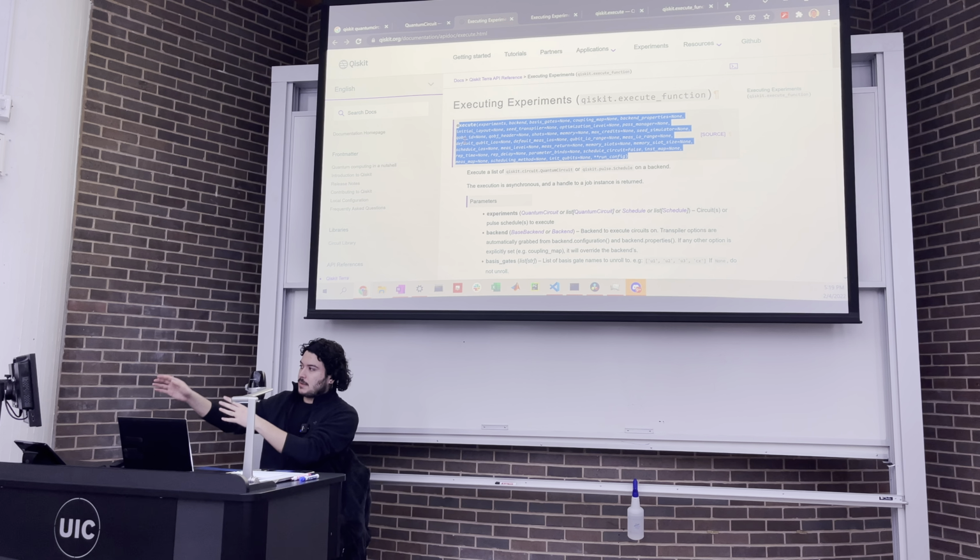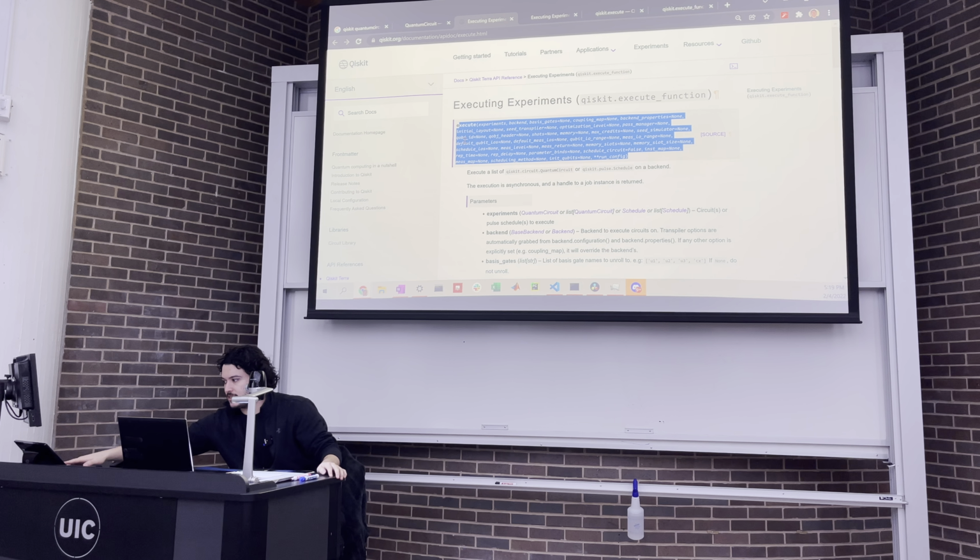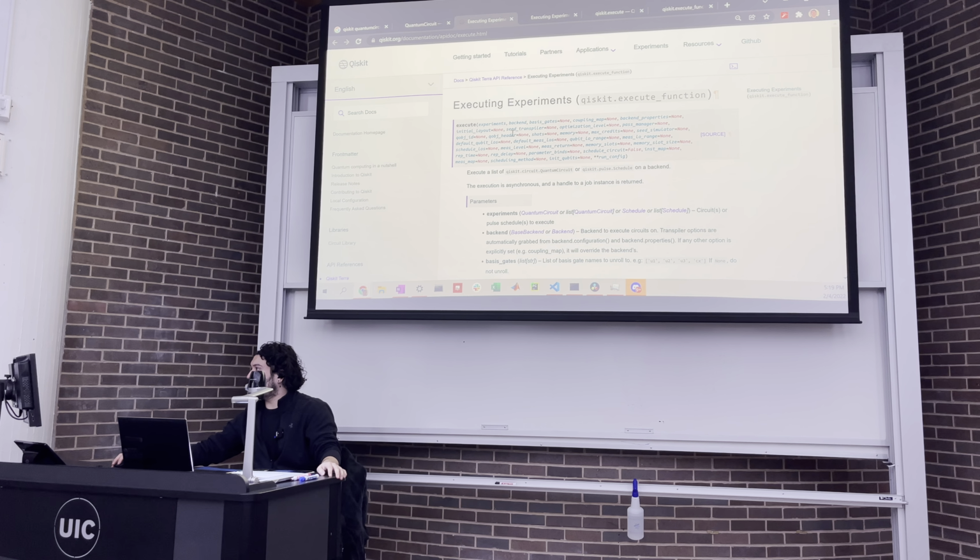Keep this in mind. Let's flip back and forth between this and what we're looking at. So again, this one uses shot. Let's see here, backend properties. It goes experiment, this is important: experiments, backend, then coupling map. And then shots, you can see here for D, coupling map.